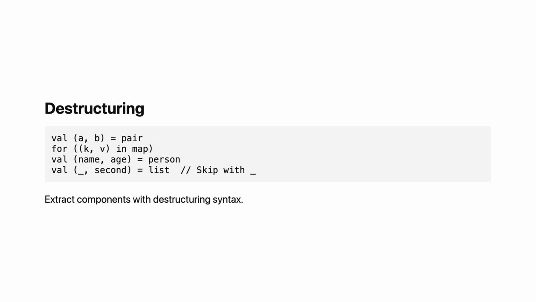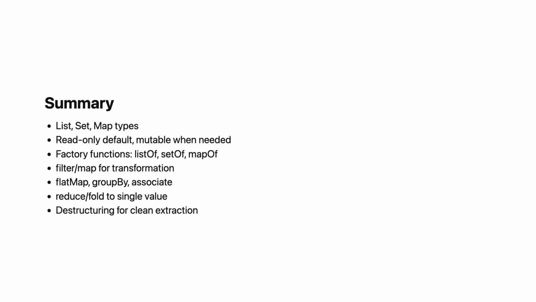Use underscore to skip. val (name, _) = pair. Ignore the second component. Let us summarize.